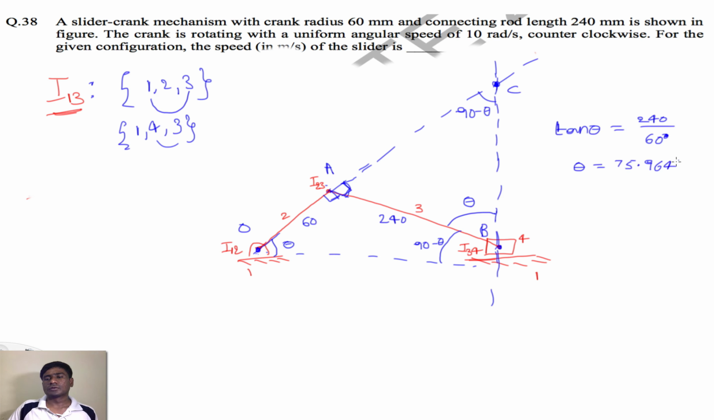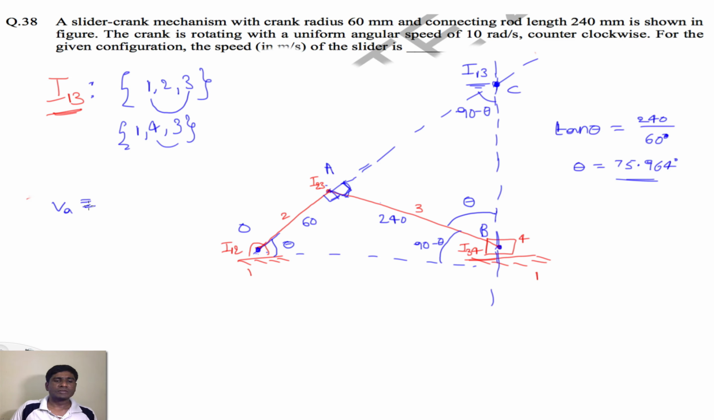75.964 degrees. So let's keep that theta here. And here we know velocity. What is the velocity of A? This is the instantaneous center for 1 and 3. So that means the bodies 1 and 3 at this instant are rotating about the instantaneous center I13. So here I will consider only body 3. If I consider only body 3, that means that body is rotating about this instantaneous center.